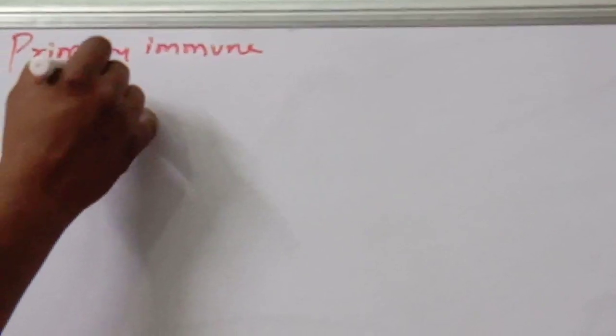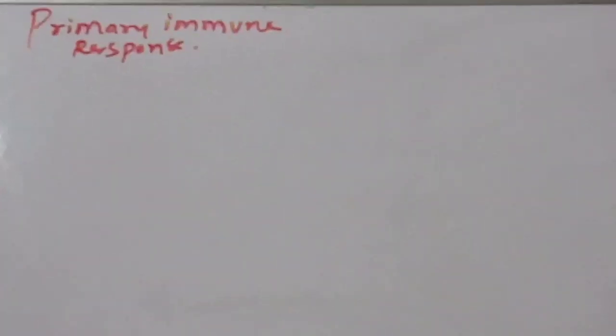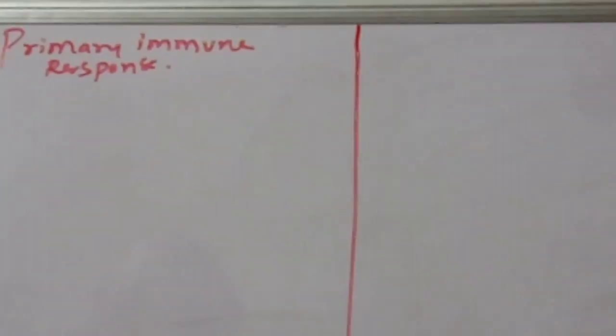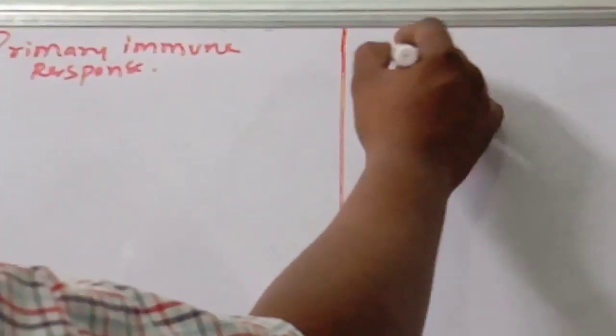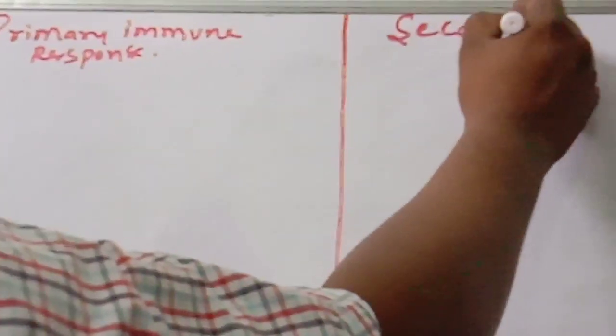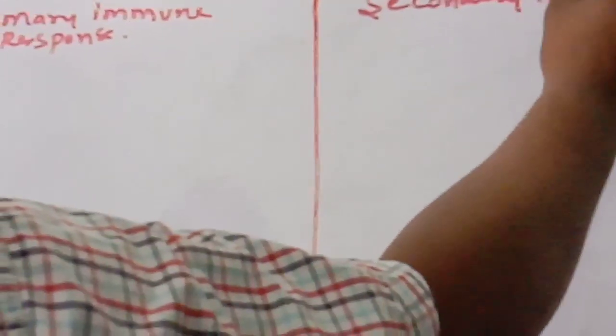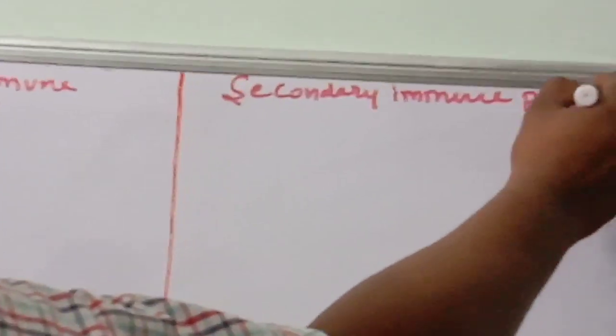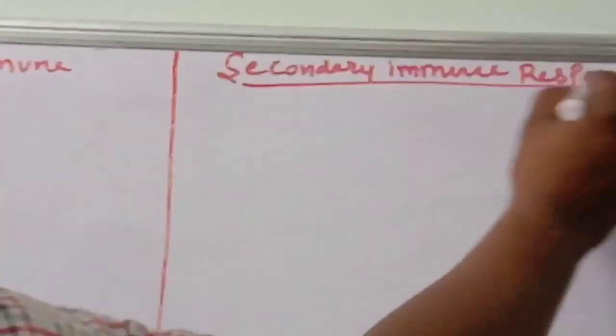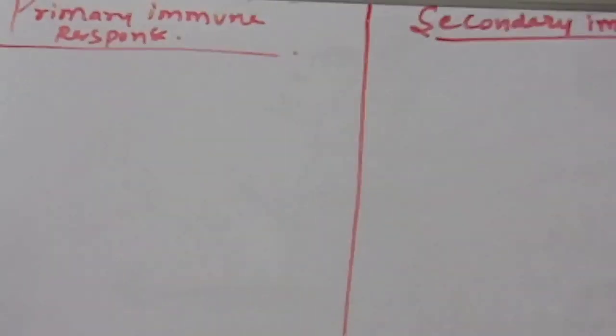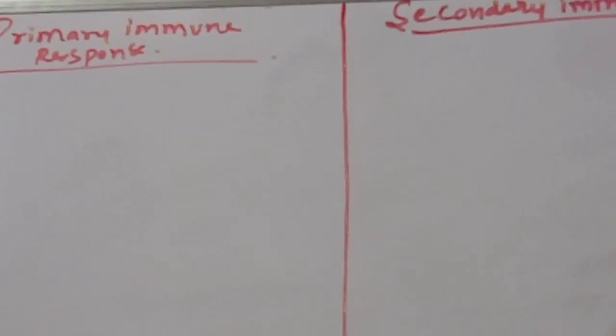Primary immune response. It is called the primary immune response. And the secondary immune response.